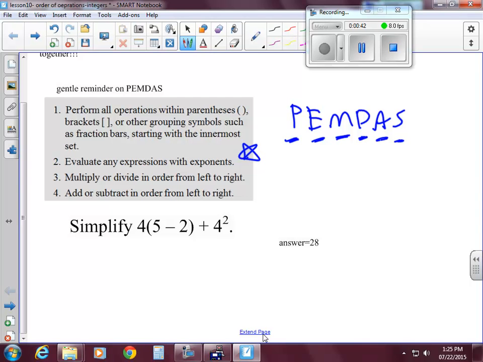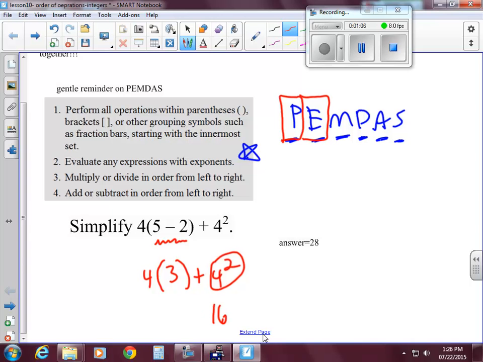Okay, so PEMDAS tells us to take care of parentheses and grouping symbols first. So we go inside these parentheses and take care of that. Well, 5 minus 2 is 3. But then, keep the parentheses, keep the 4 outside, constantly record your own handwriting and your own thoughts. You want to get good at that. PEMDAS says to take care of exponents next. Well, hey, 4 squared is 16.